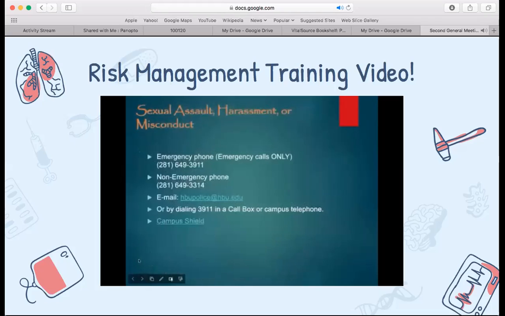These are some of our emergency contacts. The emergency phone for HBU will get you in touch with HBU police, and they will come immediately. It's 281-649-3911. The non-emergency phone is 3314. You can email our HBU police, dial 3911 on our call boxes or campus telephone, or you can use your Campus Shield app. If you don't have the Campus Shield app, you need it. It will also give you alerts on any weather issues or campus closures, things like that.